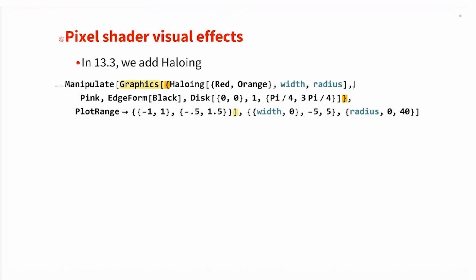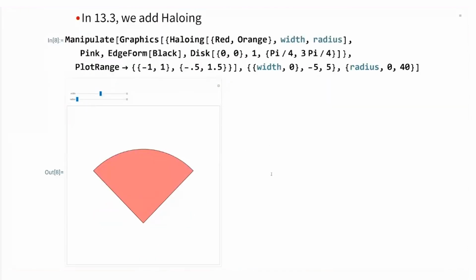In 13.3, we added haloing. So I put together a manipulate just so you can kind of get the idea. So here's essentially an empty haloing here. The halo has a glow and an edge. And so here is, well, it's a radius, but I think of it as a glow. The documentation doesn't use the word glow. Documentation uses the word radius.